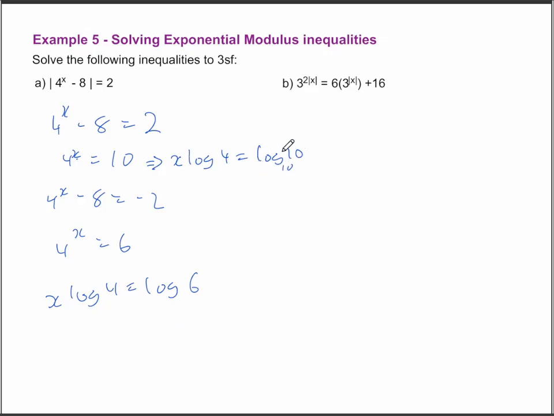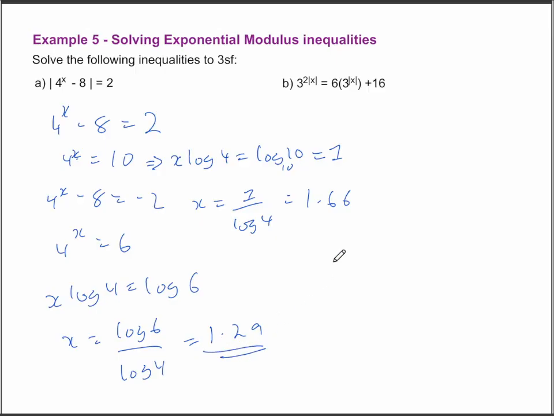Remember, log of 10 base 10 is just 1. So we're going to write this as 1. And so we end up having x equals 1 over log 4. And on the other side, we have x equals log 6 over log 4. So we have two possibilities for x. The first one being 1 over log 4, which in three significant figures is 1.66. And the second one being log 6 over log 4, which in three significant figures is 1.29. So these are going to be the two values of x that are coming from this part right here.